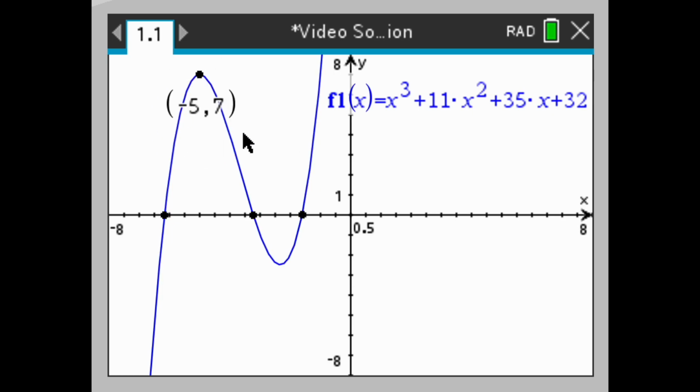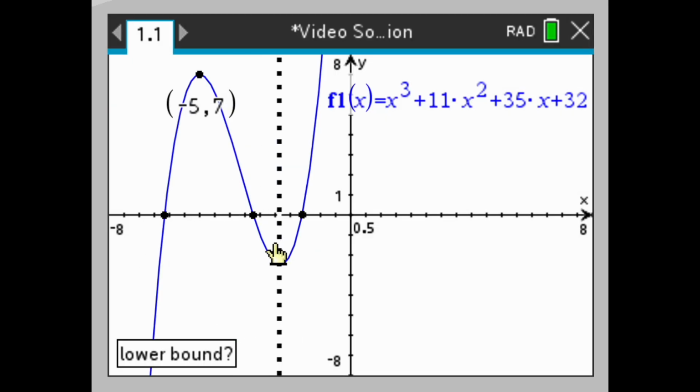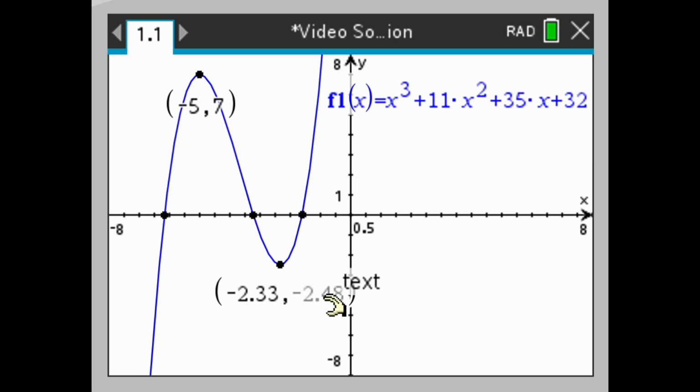And then now we have to find our relative minima. So that is the lowest point here, relatively. Obviously, it's not the one going all the way down to negative infinity, but it's the relative one. So to find that, we have to analyze our graph, go to our minimum, go to the left and the right bound, and then here is our minimum.